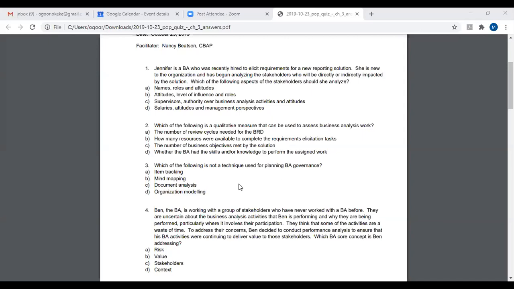Okay. So let's go to number three. There's no opposition. Which of the following is not a technique used for planning business analysis governance? Item tracking, mind mapping, document analysis, organizational modeling. We talked about it a few minutes ago.